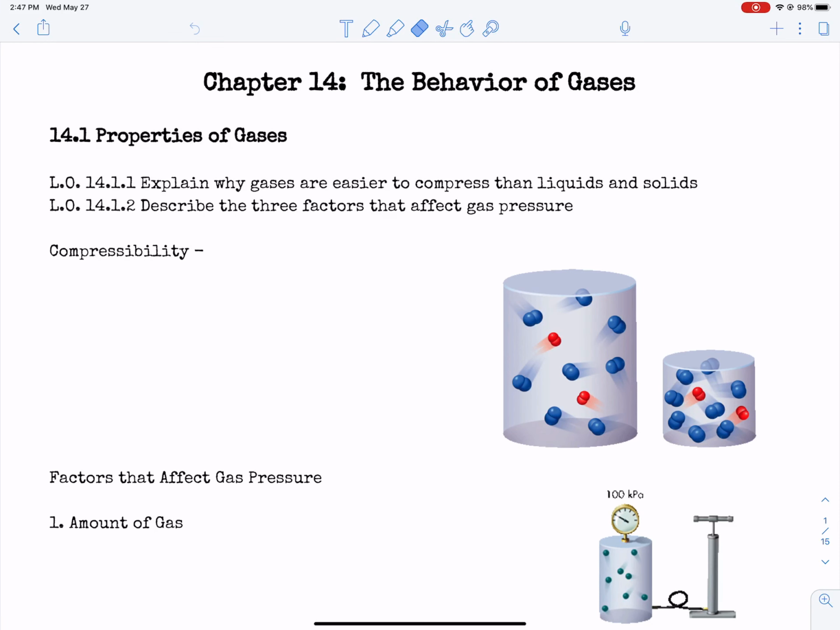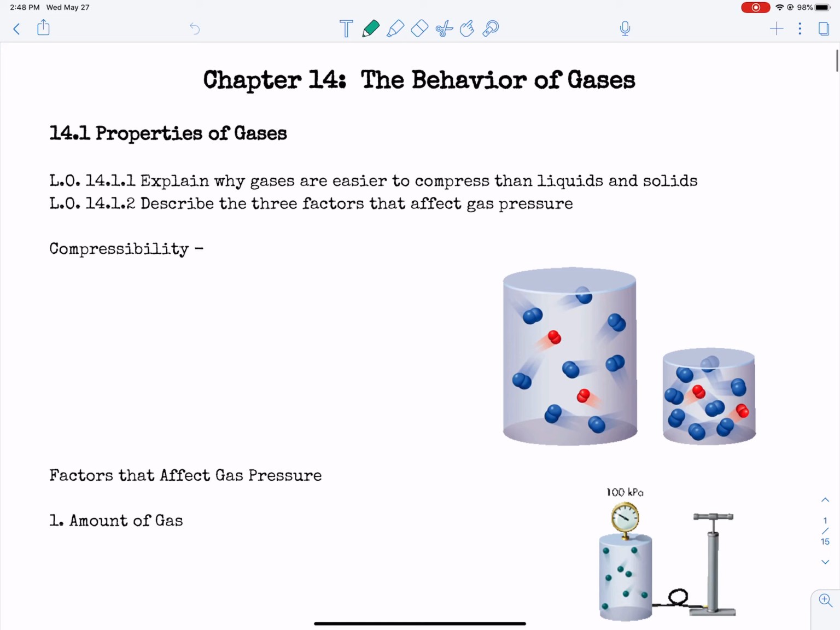Okay, chapter 14. Now that we have concluded our discussion of states of matter, we're just going to focus on gases. One of the properties of gases that makes them really unique from liquids and solids is compressibility. It's basically a property of gases that the particles can be pushed together.